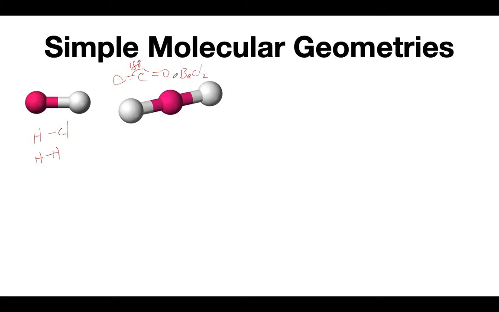So let's see a little bit more. When you have an AX3 molecule, this type, there are three bonds. So each one can stay away from each other.